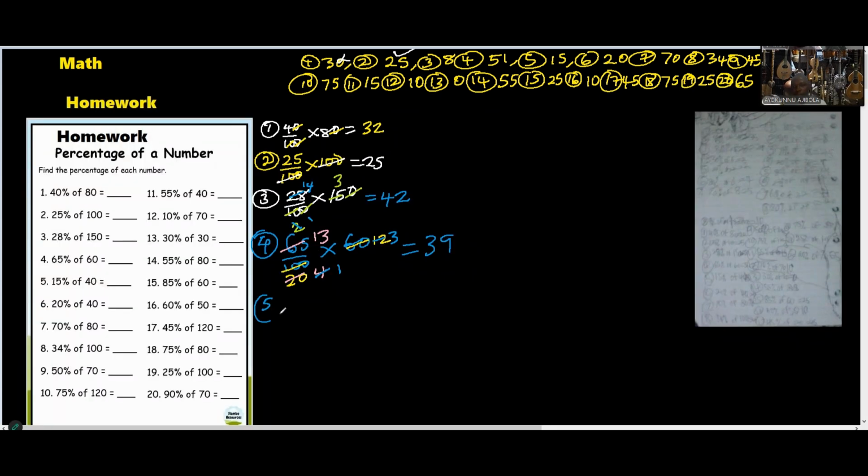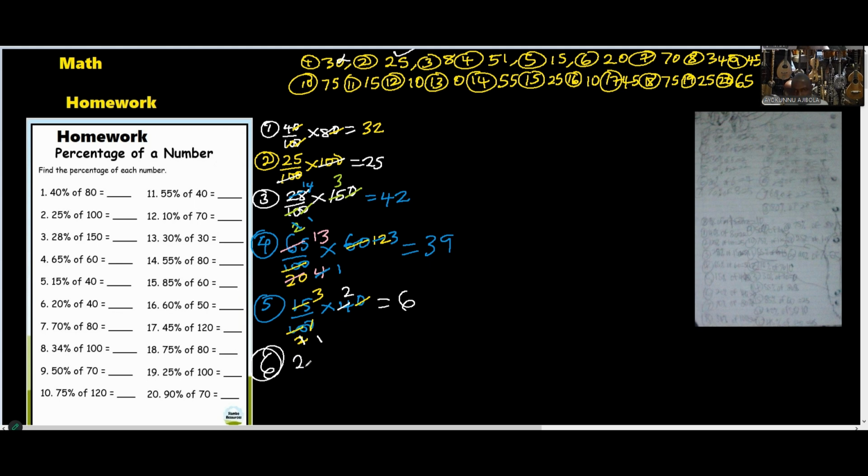Then number 5, I have 15% of 40. So here I can use 10 to cancel 10. Then 5 here, 3, 5 here, 2. Then 2 can cancel here. No, let me change the color. So 2 here is 1 and 2 here is 2. So what is 3 times 2? The answer is 6.